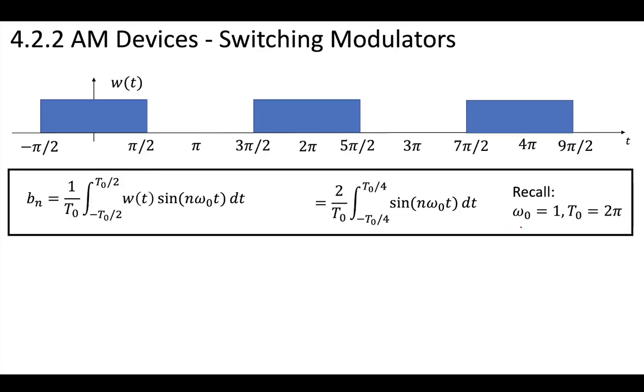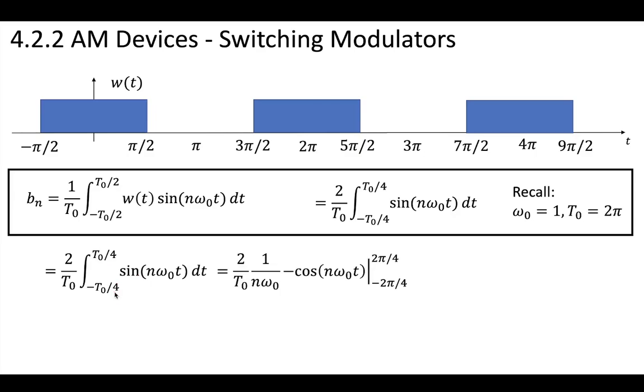One more thing that we should recall is that for this pulse, where we have described this pulse with this period, we know that the radial frequency is 1, and so we're going to use that later and substitute in here. Taking this sine integral, we have removed our WT, and that's because our pulse is 1 to 0, so when it's on, it's 1, when it's off, it's 0, and we're just going to integrate from minus the period over four to the period over four.